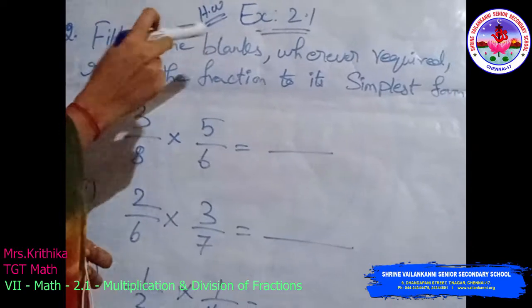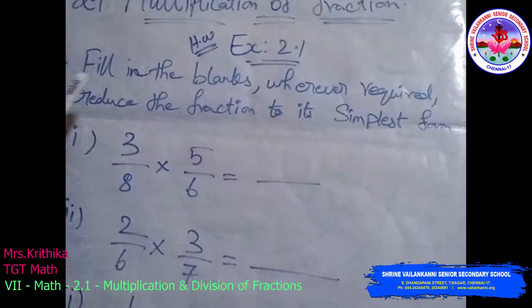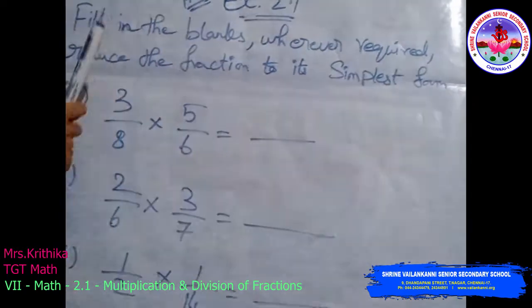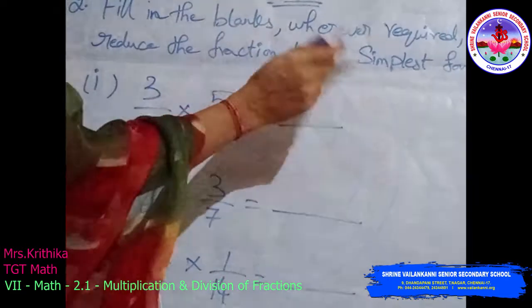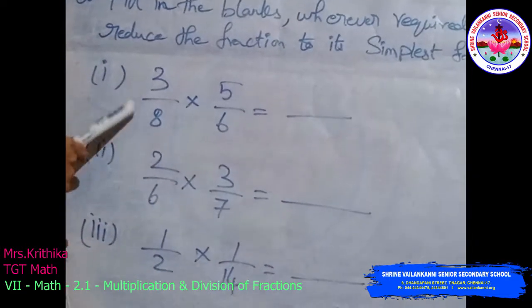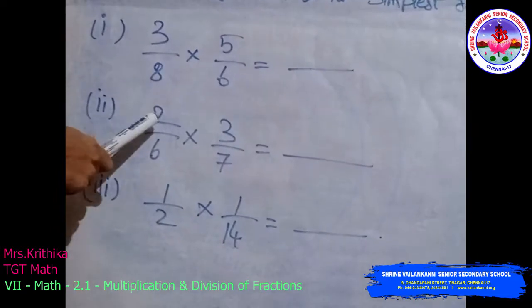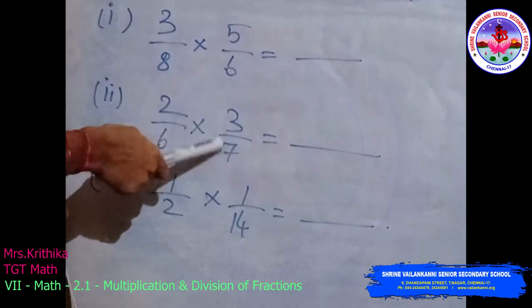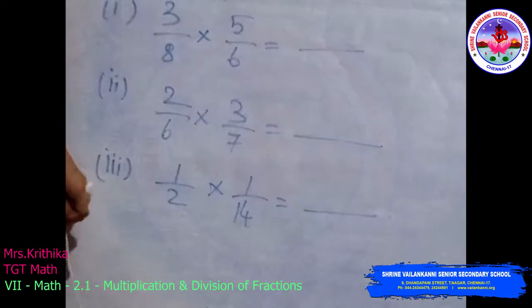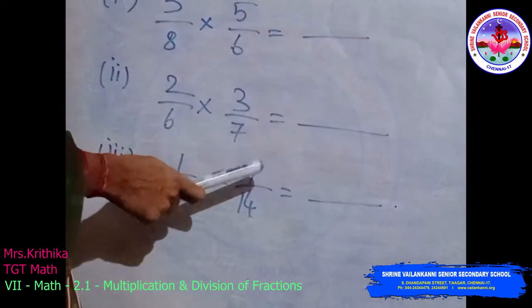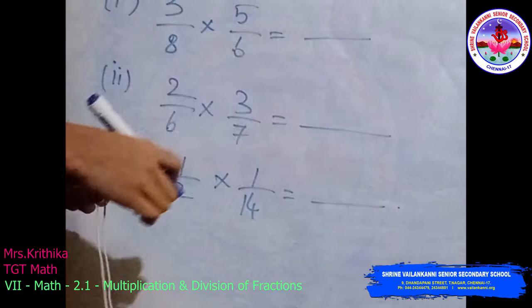Next, exercise 2.1 homework sum. Second question, fill in the blanks wherever required. Reduce the fractions to its simplest form. First one is 3 by 8 into 5 by 6 is equal to dash. Second question, 2 by 6 into 3 by 7 is equal to dash. Third question, 1 by 2 into 1 by 14 is equal to dash. This is the homework sums.